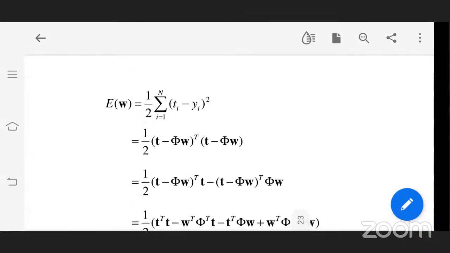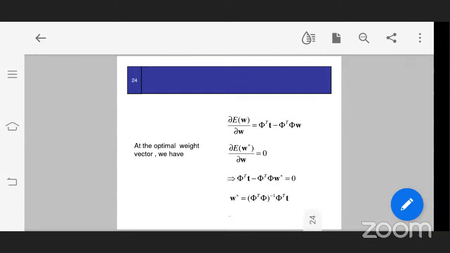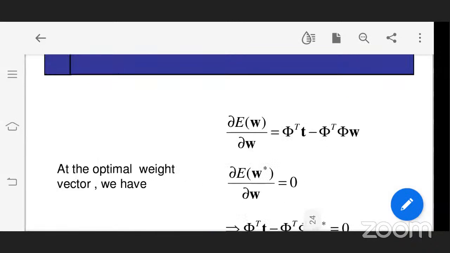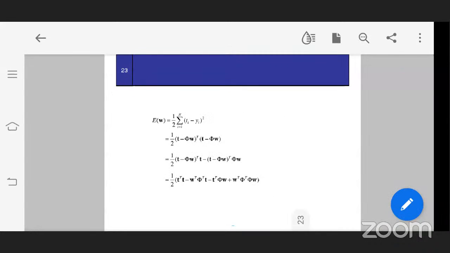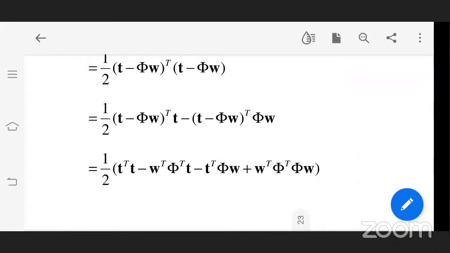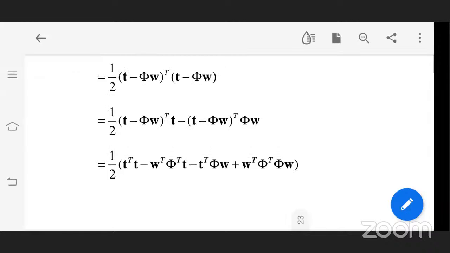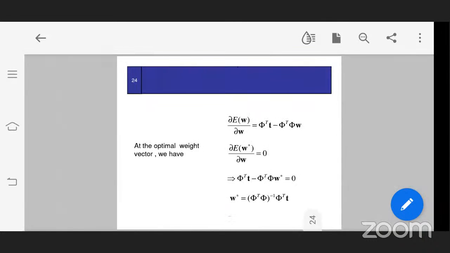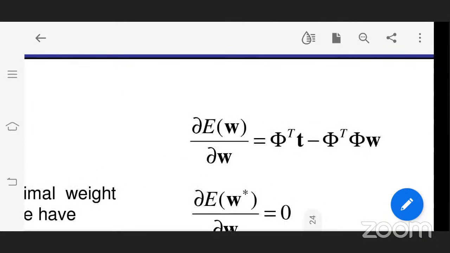I will do the gradient, dou E by dou w. And this is where I will use the properties of vector derivatives. Remember, dou by dou x of x transpose y is y, and dou by dou x of x transpose m x is m plus m transpose times x. We just covered it in the beginning of the lecture. I will use those properties, then take the derivative and set it equal to 0.